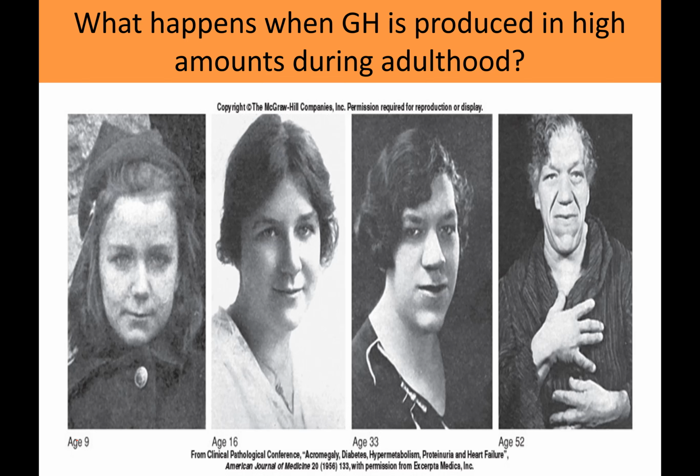Okay, so if you take a look here, this is the same patient, just at different ages. So here she is at age 9. Age 16 still doesn't look anything abnormal. So here she's really done growing. And then for some reason, maybe she has a pituitary tumor, and so she starts to secrete excess growth hormone. So notice starting at age 33, and then even worsening here at age 52, and she's showing us her hands so we can see how large her hands are.